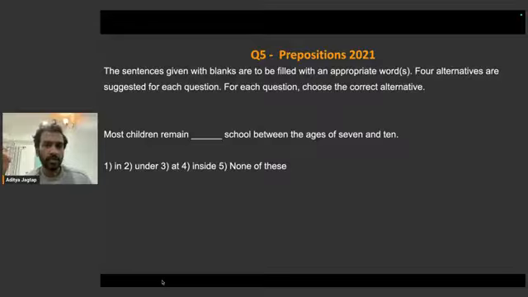So at school, we say when someone is actively at the school, right? Someone is attending school. Most children remain dash school between the ages of 7 and 10 is talking about what generally children, habitually children between 7 and 10 do in their lives at that age, right? They remain in school. At school would be incorrect here. So the right answer here would be in school, because we are saying that they were at that time attending some school. They were in some academy. They had enrolled in some academy, right? Within some academy or institute. So therefore, we are using in.